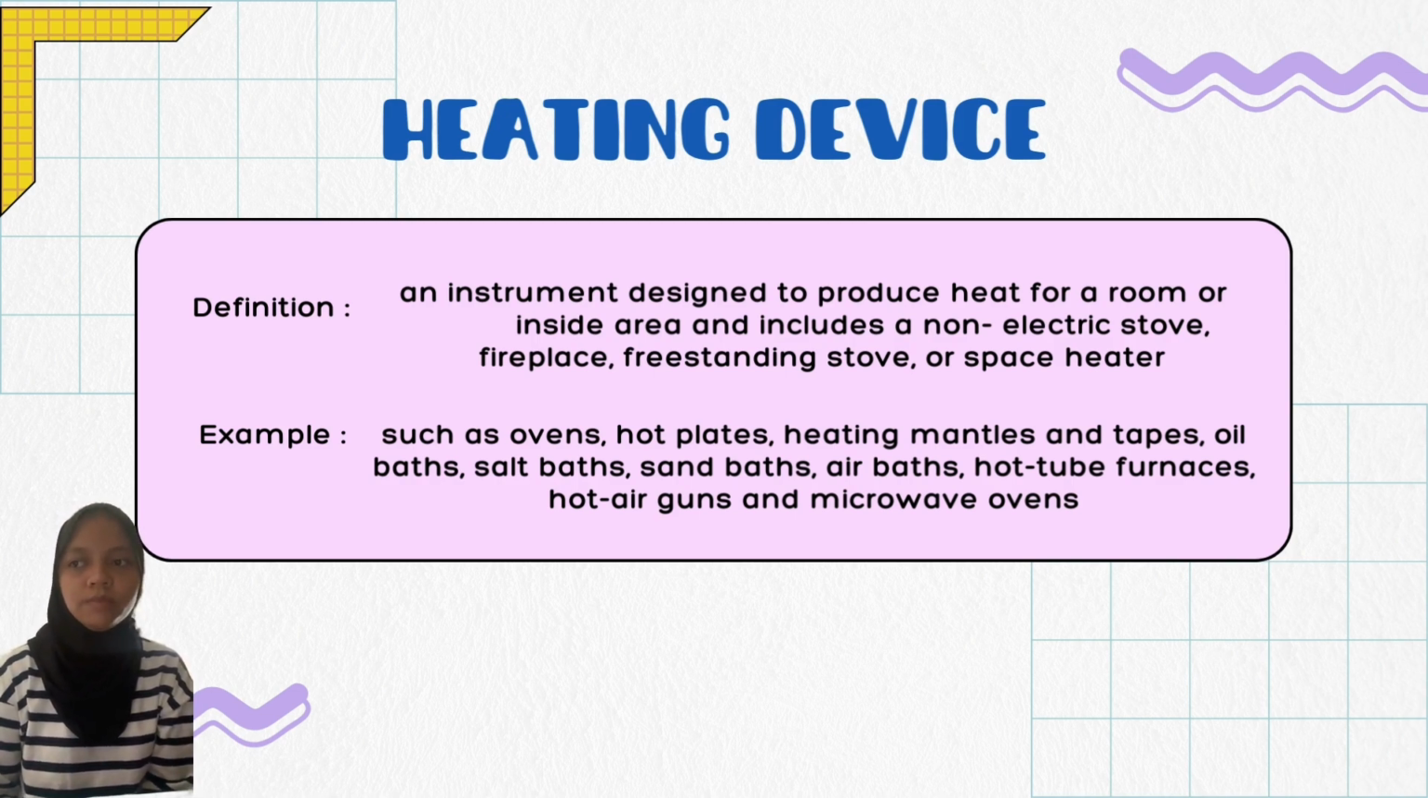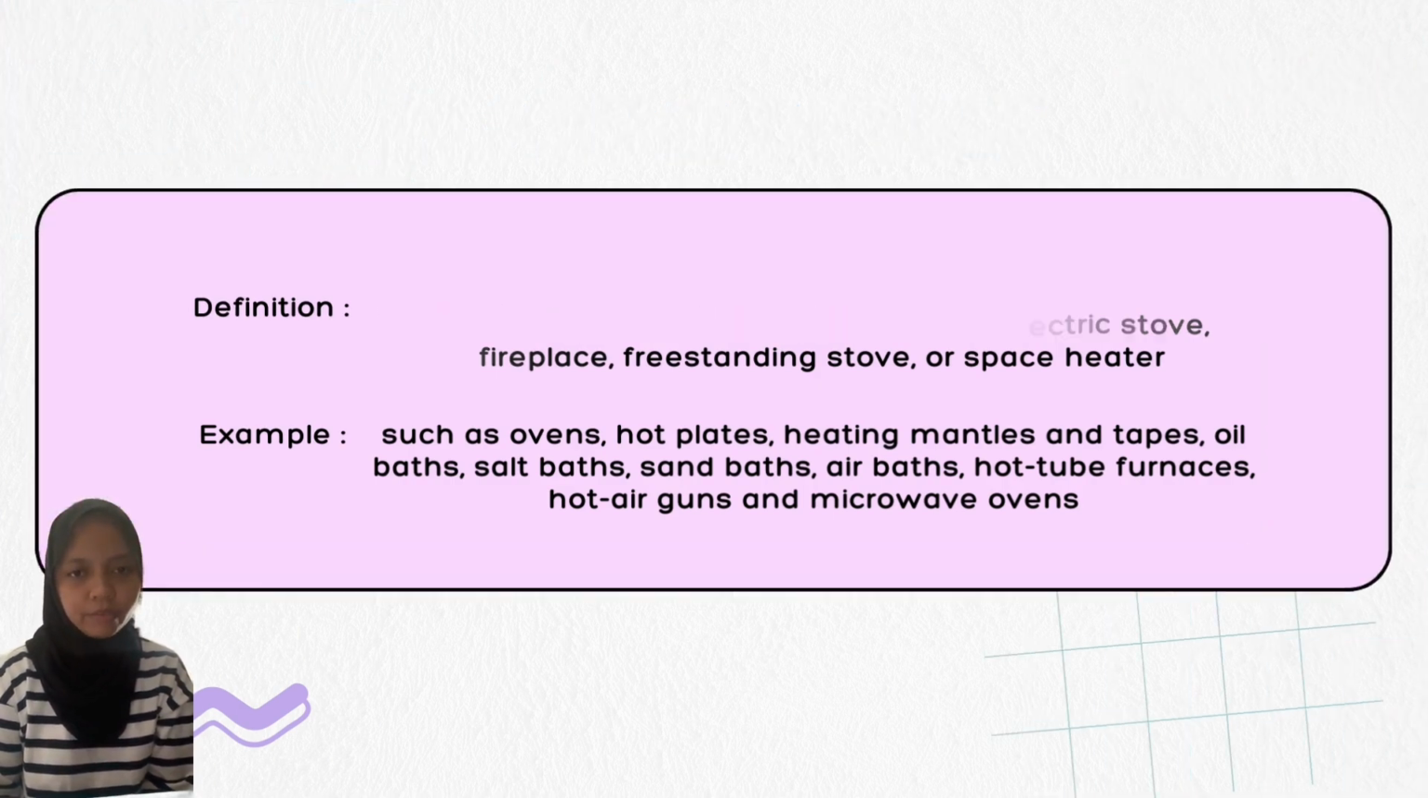For example, oven, hot plates, heating mantles, tapes, oil bath, salt bath, sand bath, and so on. There are so many examples of heating device that we use in our daily life.